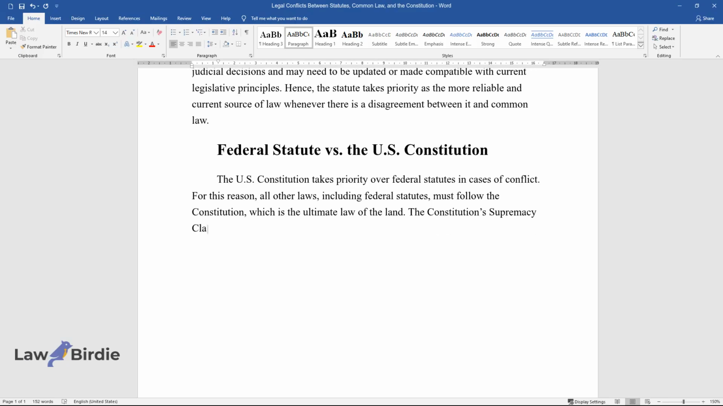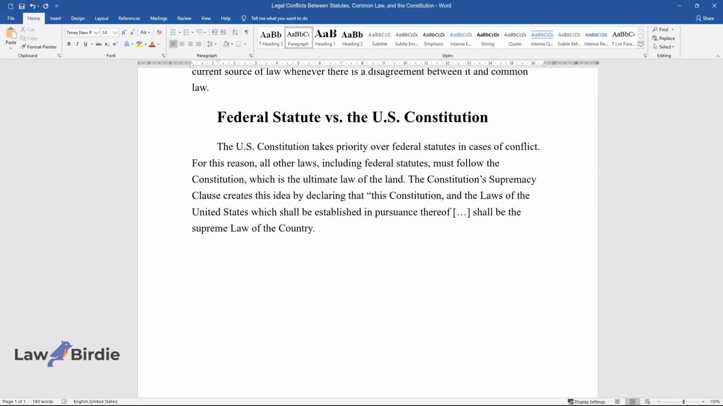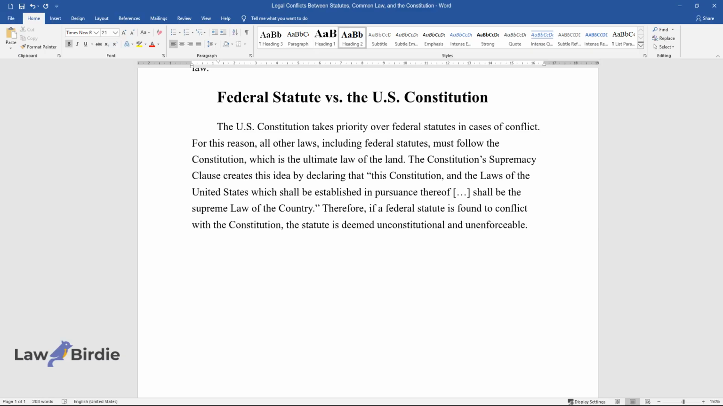land. The Constitution's Supremacy Clause creates this idea by declaring that "this Constitution, and the laws of the United States which shall be established in pursuance thereof shall be the supreme law of the country." Therefore, if a federal statute is found to conflict with the Constitution, the statute is deemed unconstitutional and unenforceable.